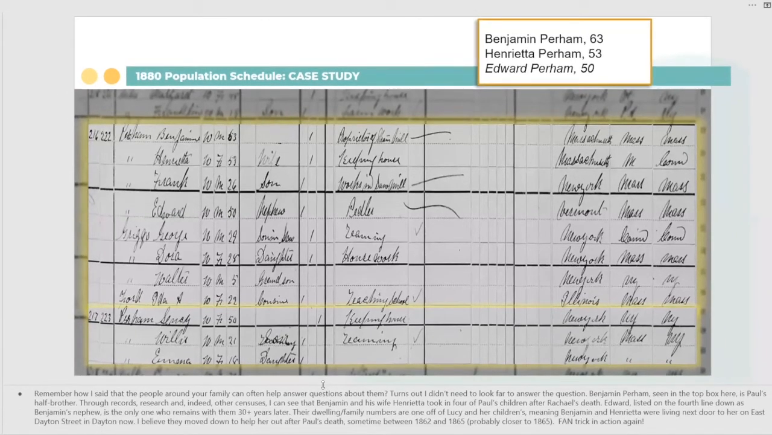In East Dayton Street, in Dayton now. I believe they probably moved down to help her out after Paul's death sometime between 1862 and 1865. This is how you answer your question, whether or not you have the correct person. Somebody like the Parhams, this is less of a problem because it is a fairly uncommon last name, not super uncommon, but not super common either. But if you have somebody like Baker, Miller, Smith, this is the kind of thing that will help you tie your families together.